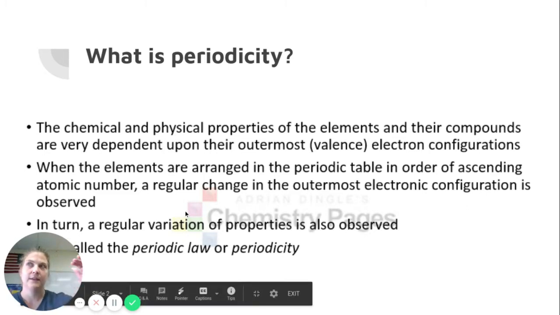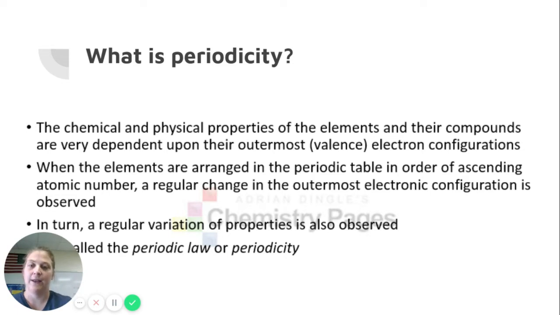Meaning that atoms that are in the same column or family are going to have similar properties because they have the same number of valence electrons.